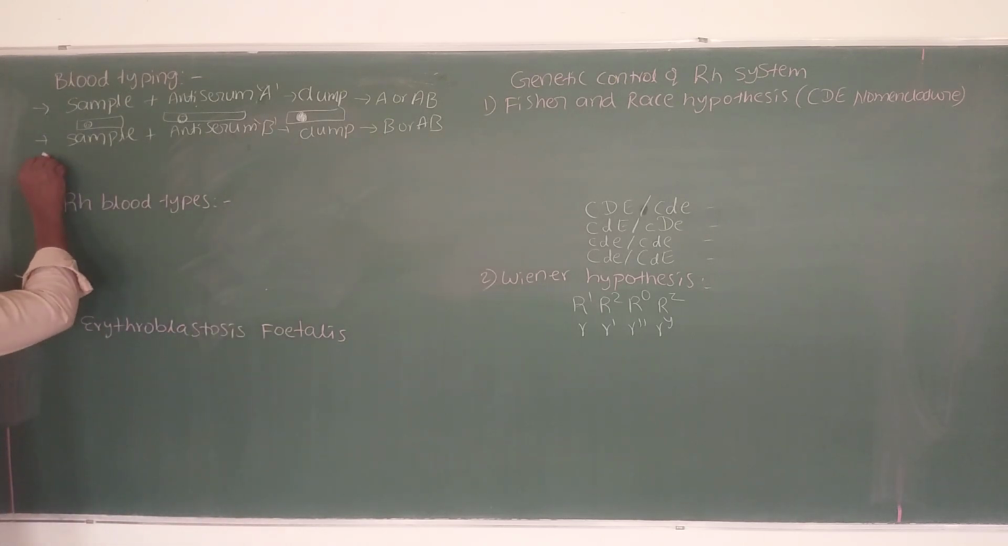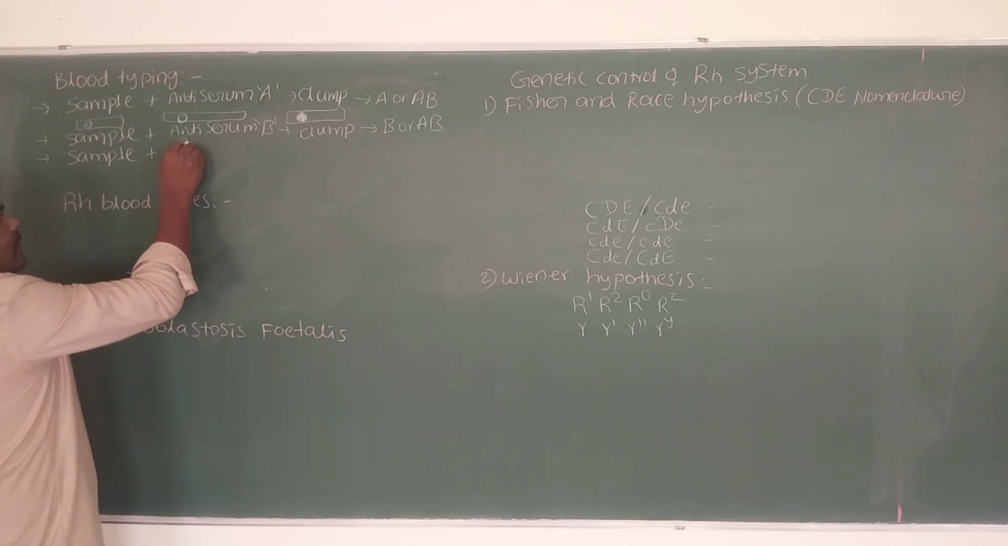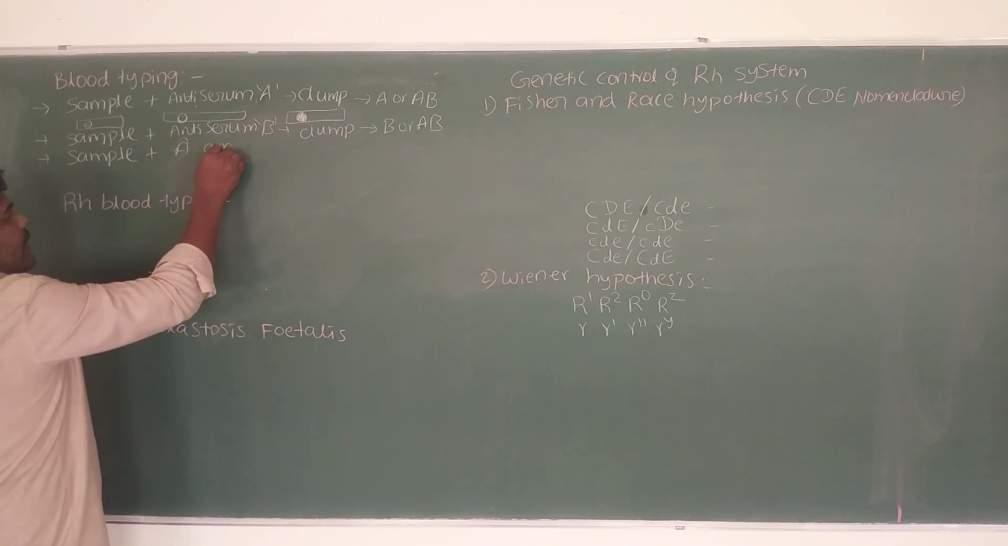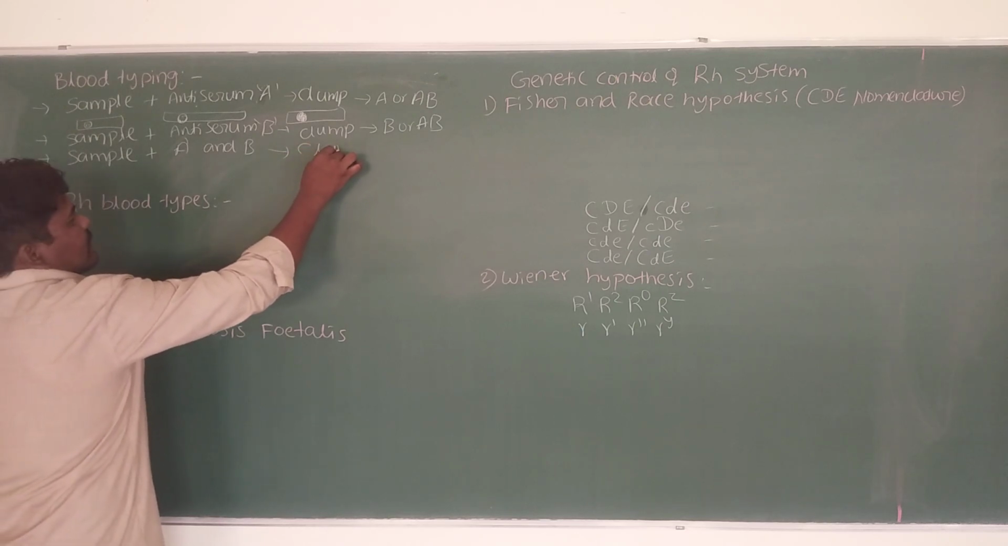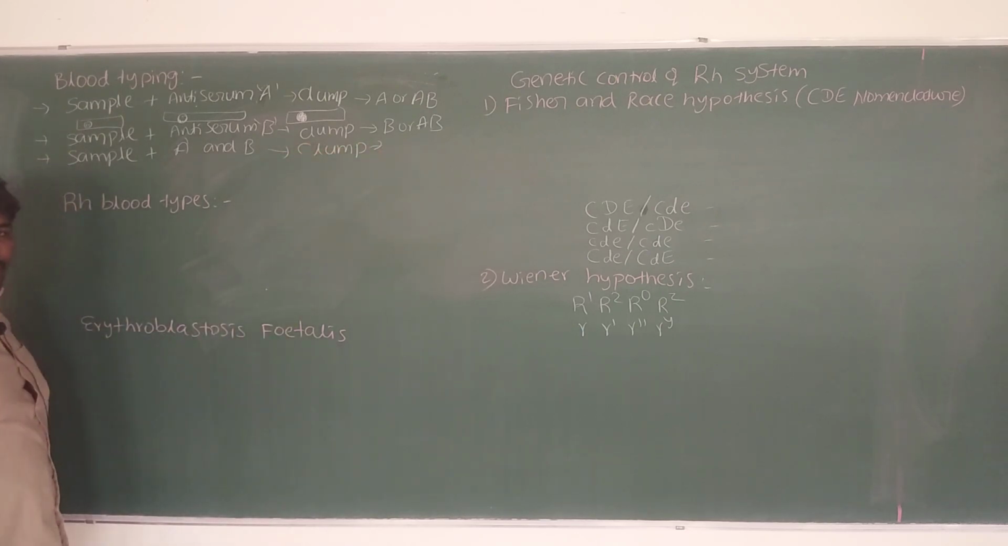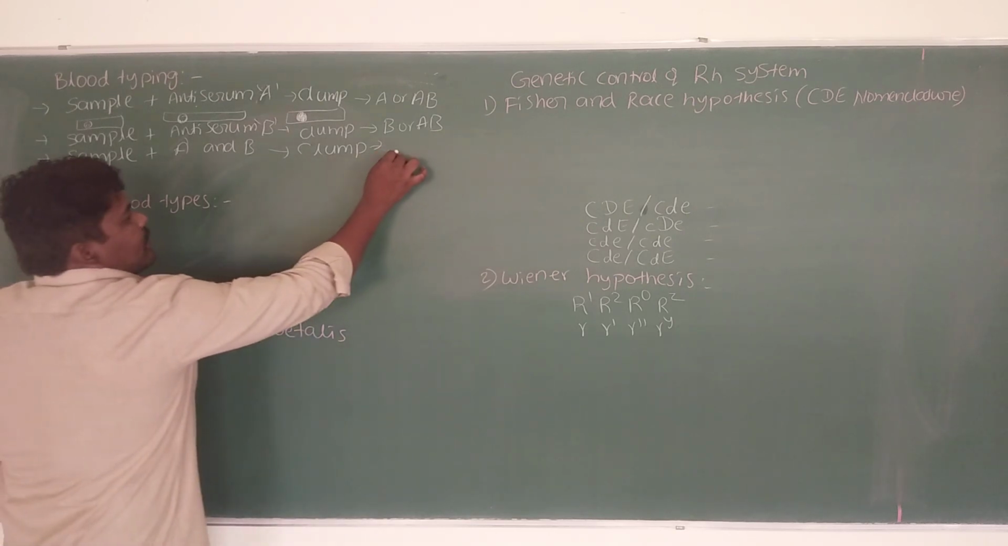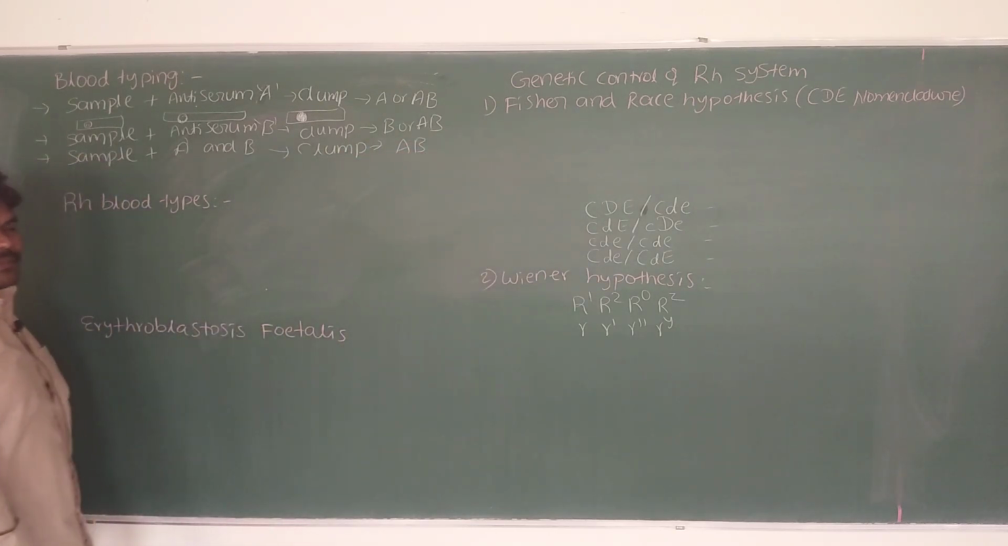Next, if you collect the sample and a clump is formed with both anti-serum A and anti-serum B, that indicates the presence of both antigen A and antigen B. Antigen A and antigen B are both present in the AB blood group, hence the blood group is AB.